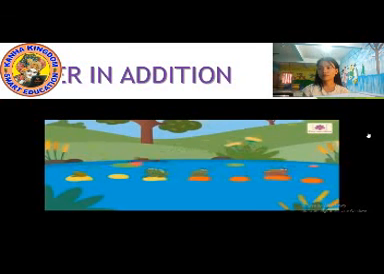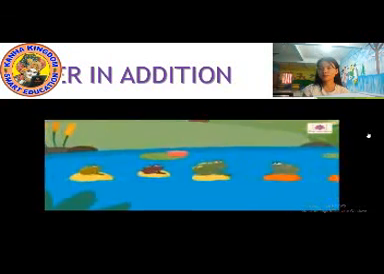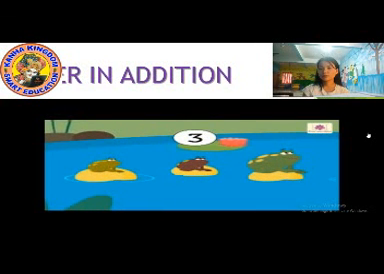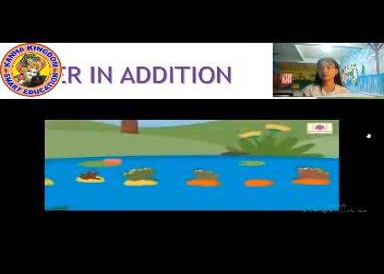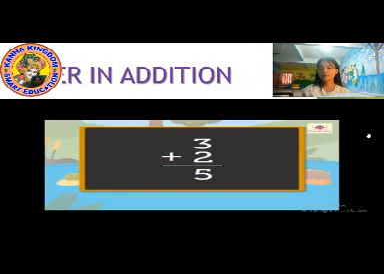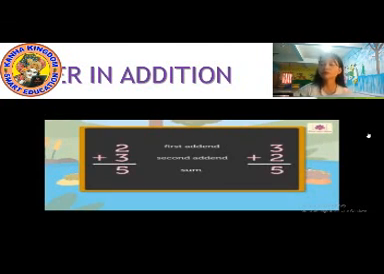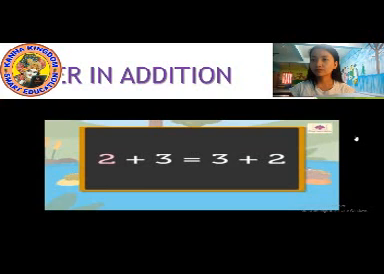Look, the frogs jumped and changed their positions. Now, there are three frogs on the yellow stones and two frogs on the orange stones. How many frogs are there in all? 3 plus 2 is equal to 5. So, what did we learn? Changing the order of the addends does not change the sum. That is, 2 plus 3 is equal to 3 plus 2. They are called addition twins.